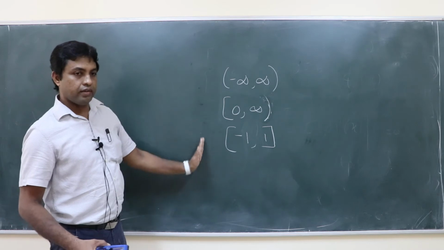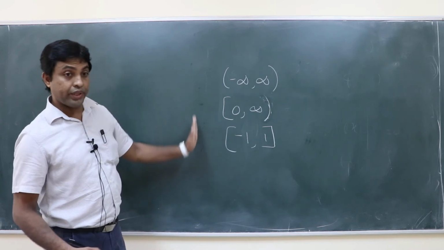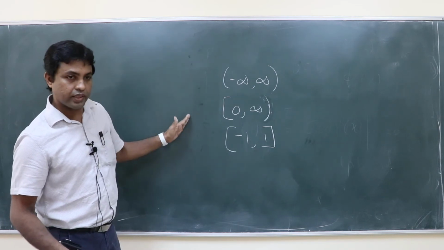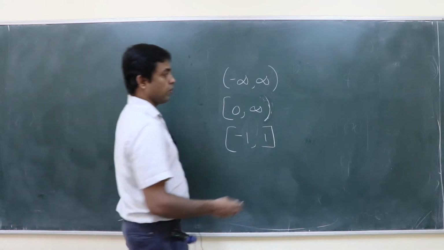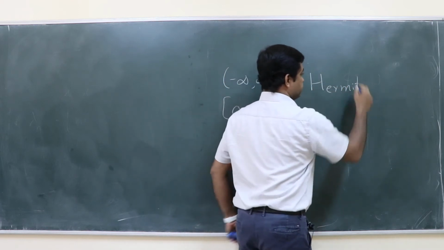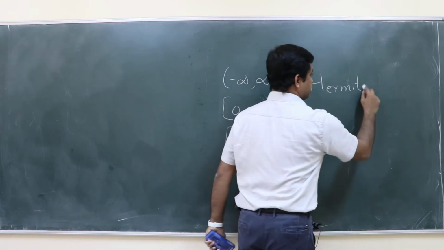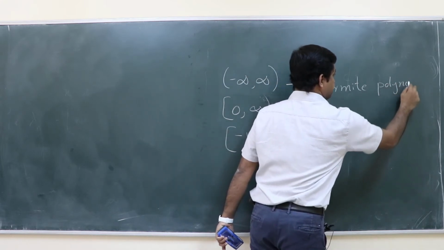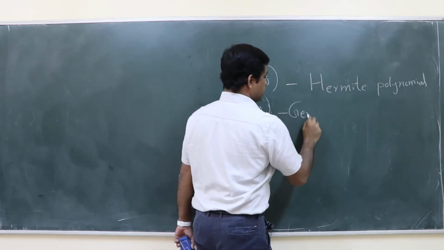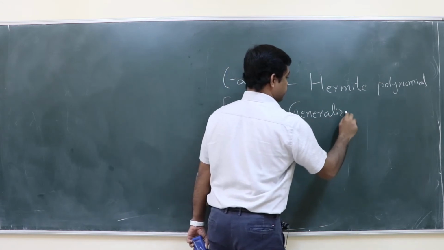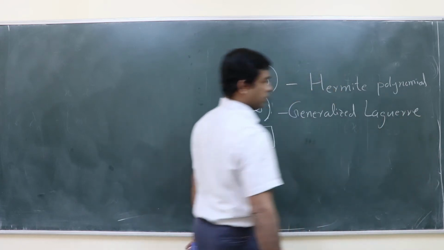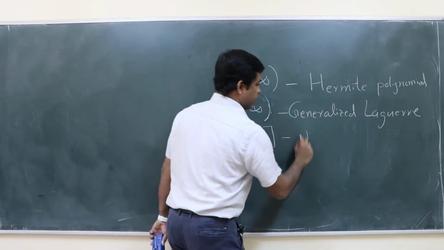So there are three different types of intervals. Corresponding to that, if the conditions I said earlier are satisfied for the hypergeometric differential equation, I get three classes of polynomials. This class is Hermite polynomials, this is generalized Laguerre polynomials, and this is Jacobi polynomials.